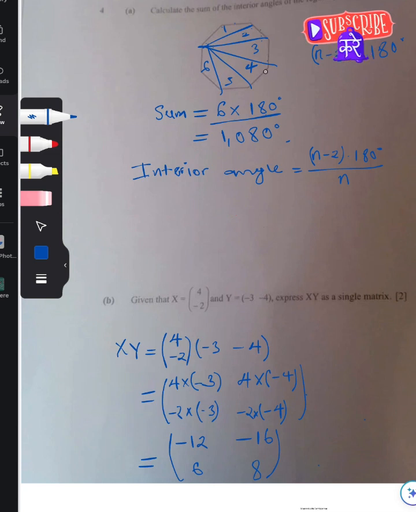So this is 1, 2, 3, 4, 5, 6, 7, 8. This polygon has 8 sides, minus 2 is 6, then multiplied by 180. Now, because we want to find the size of each interior angle, we are going to divide this by n, because there are 8 sides, so divided by 8. So this is 1080 divided by 8.